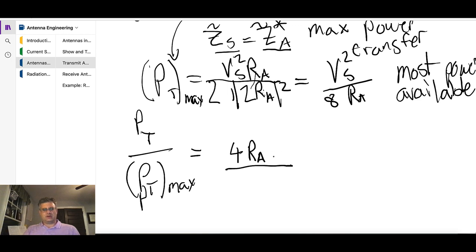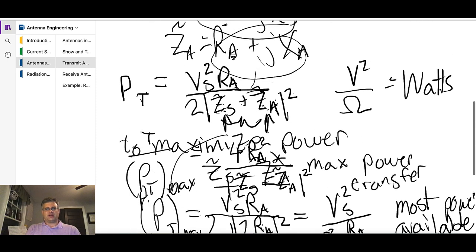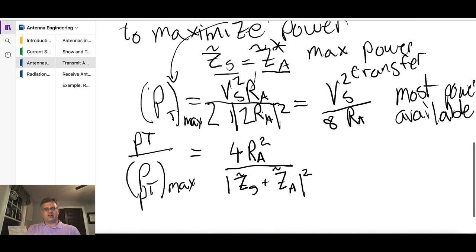over the magnitude of Z sub S complex plus Z sub A complex, and this should be R sub A squared, because if I look up here, yep, I've got an R sub A up there too.